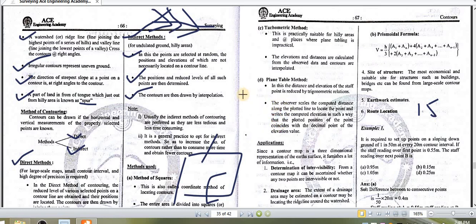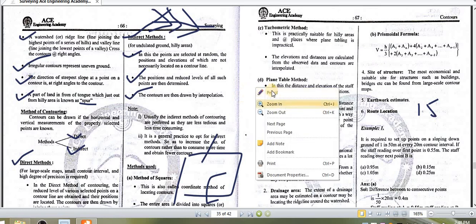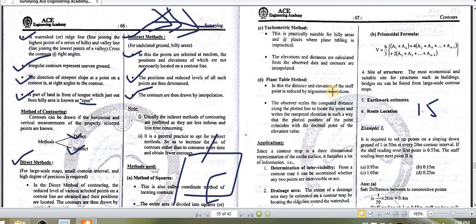plane table method. So in this method, the distance and the elevation of the staff point is reduced by trigonometric relation. So the reduced level is generally found out with the help of trigonometric relation. The observer scales the computed distance along the plotted line to locate the points and writes the computed elevation in such a way that the plotted position of the point coincides with the decimal points of the elevation.